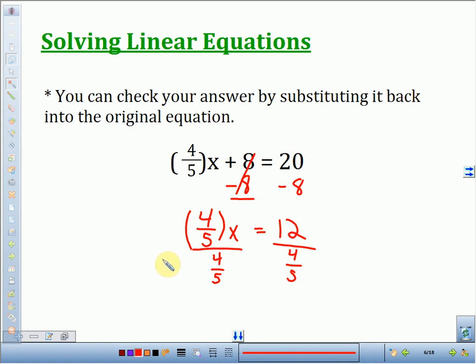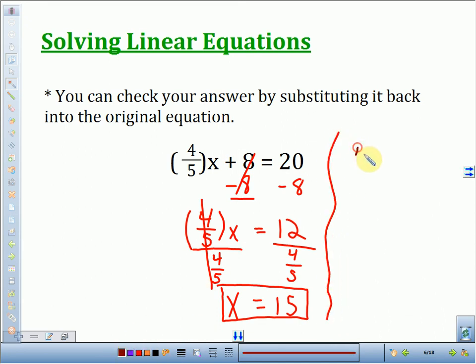So, I divide both sides of my equation by 4 over 5. Even though they're fractions, they still cancel out on the left, and I'm still left with x. Now, 12 divided by 4/5, if I type it in, gives me 15. So x equals 15. And that's all well and good. All I need to do is substitute 15 back into my original equation. And I'm going to do that really quickly.